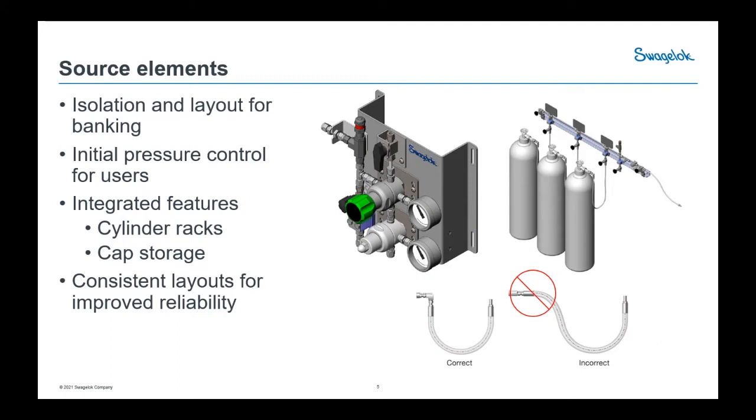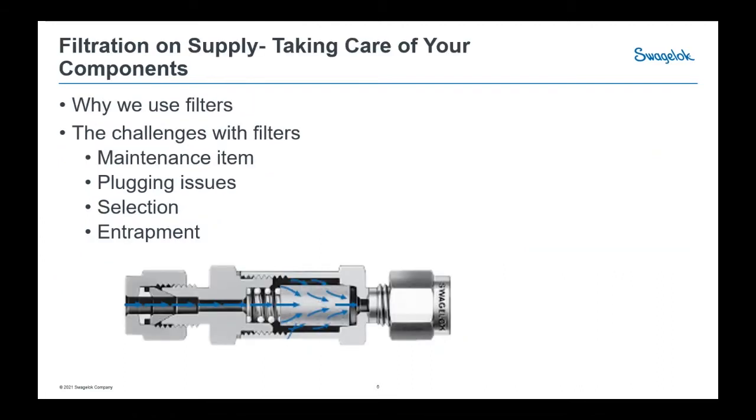And the goal here as well is to provide a lot of consistent layouts and make sure that your system is reliable and runs smoothly. Moving on from our source elements, we move into a possible source or point of filtration. So filters are important for a variety of reasons in your system. They're useful for helping protect your downstream components.